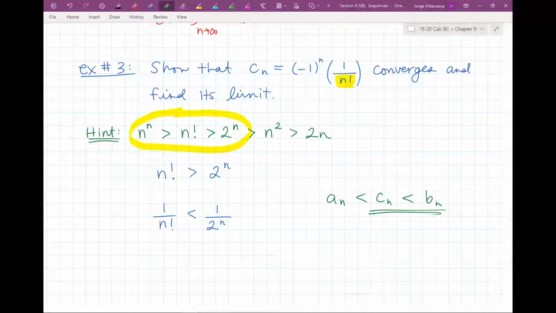Now, what I have is my c sub n and my b sub n, but I need an a sub n. What would be smaller? Well, this is actually the easy part. You're just going to say negative 1 over 2 to the n. Whatever b sub n is, just do the negative of it.